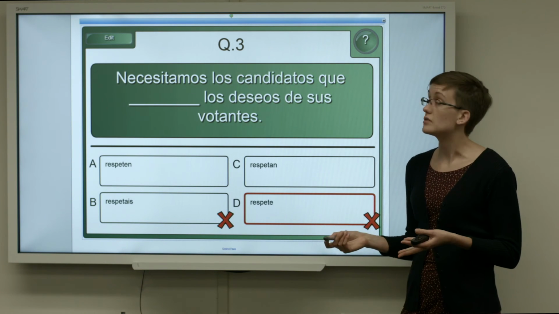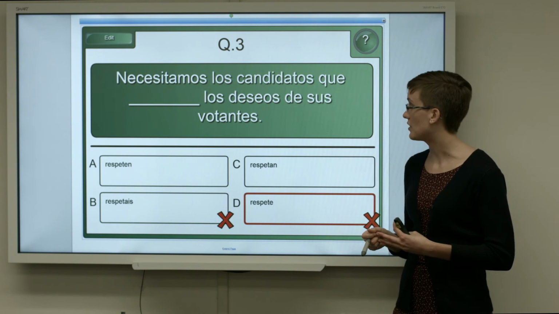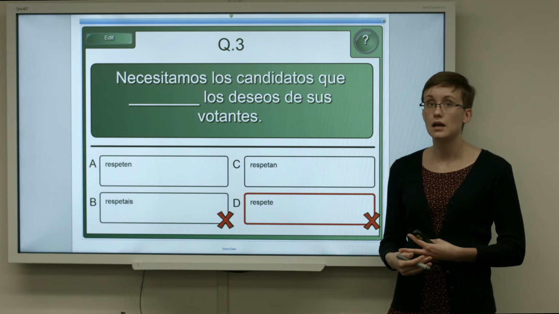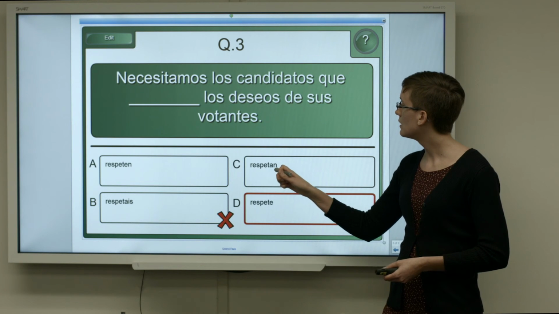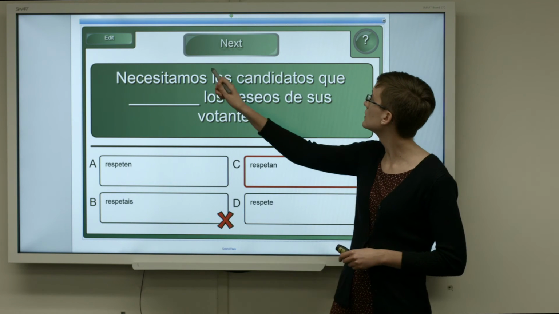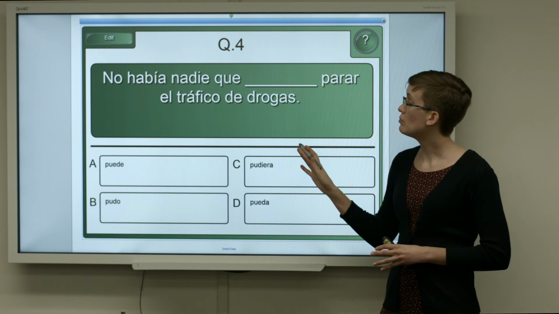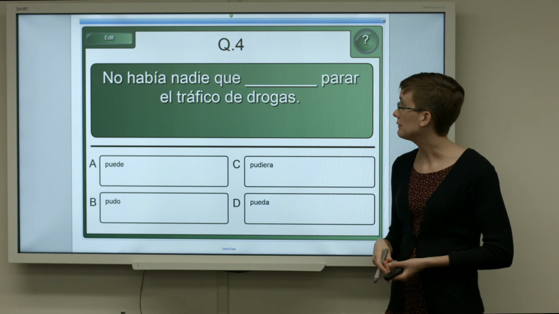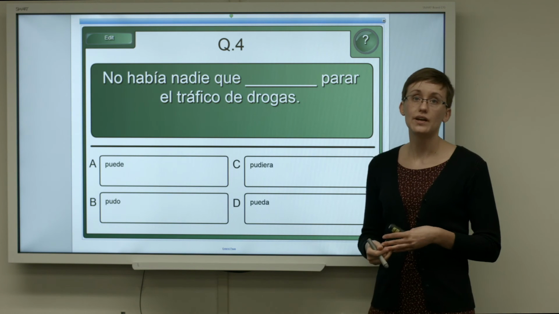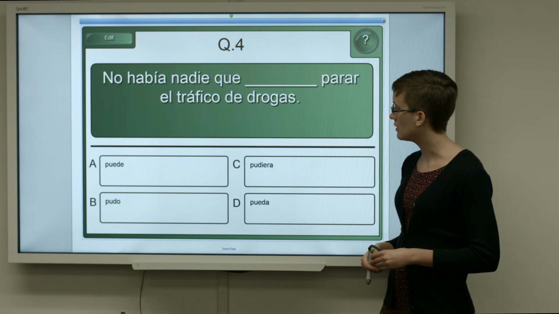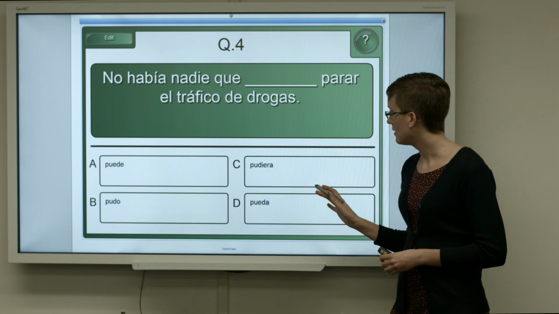So which are we going to use? Our clue here is the article los. Necesitamos los candidatos. We need the candidates. We have specific people in mind. So we are going to use the indicative respetan. Okay, next question. There was nobody who could stop the drug trafficking. No había nadie que parar el tráfico de drogas. We are working with the verb poder. So our options are puede, pudo, pudiera, and pueda.